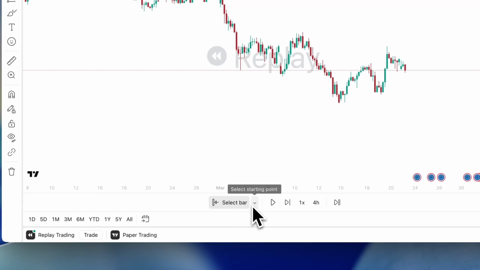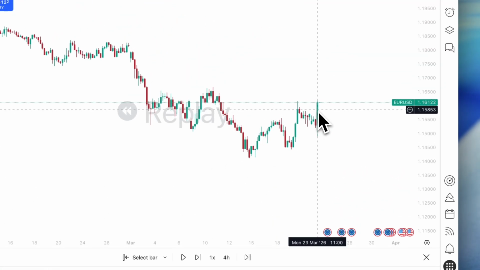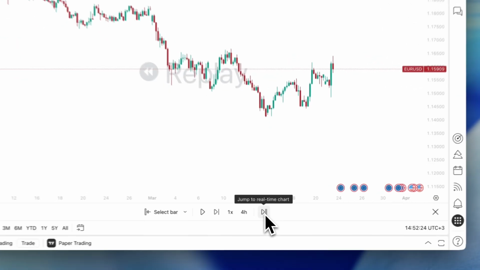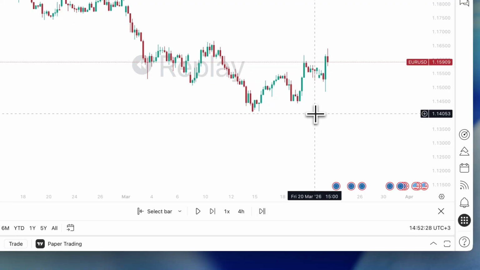We can select the bar, we can select the starting point, we can click on play, and you can see the chart is now loading in the data. We can pause it, we can make it go faster, and we can even make it go slower. Or if we want to exit this feature, we can simply jump to the real-time chart using this button here. Now, this is how you would use the replay feature.